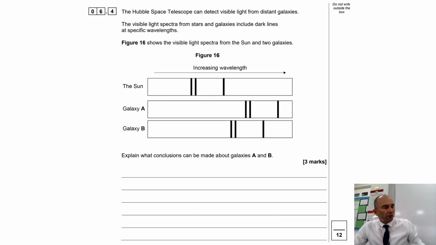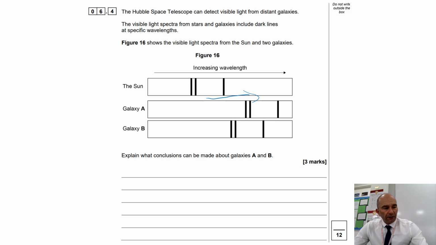Right, 6.4. We've got the Hubble Space Telescope can detect visible light from distant galaxies, and the visible light spectra from stars and galaxies include dark lines at specific wavelengths. So below we've got an example of this, and it's from the Sun and two galaxies. So explain what conclusions can be made about galaxies A and B, and this is worth 3 marks. Now straight off, we are looking at redshift. We're increasing the wavelength, so our waves are getting longer. They're shifting more towards the red side of the spectrum.